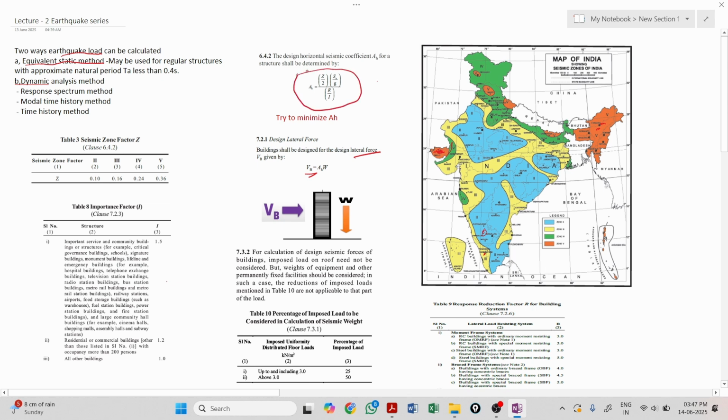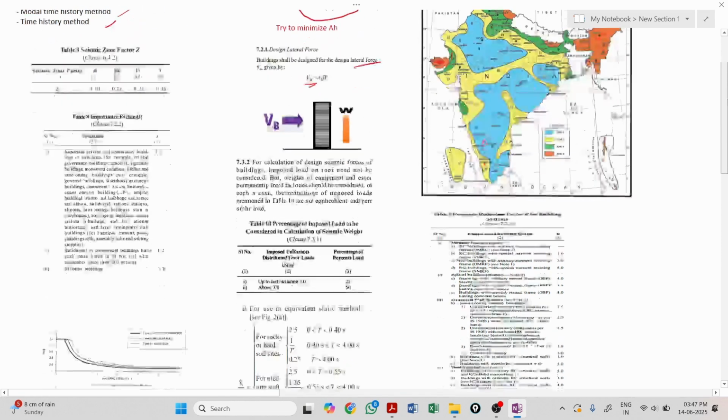This is the formula. And for the dynamic analysis method, there are three methods: response spectrum method, modal time history method, and time history method. I'll be explaining that in future classes. So this is how it is. And first of all, I have mentioned here that the natural period Ta should be less than 0.4 seconds. Only then can we follow this equivalent static method.